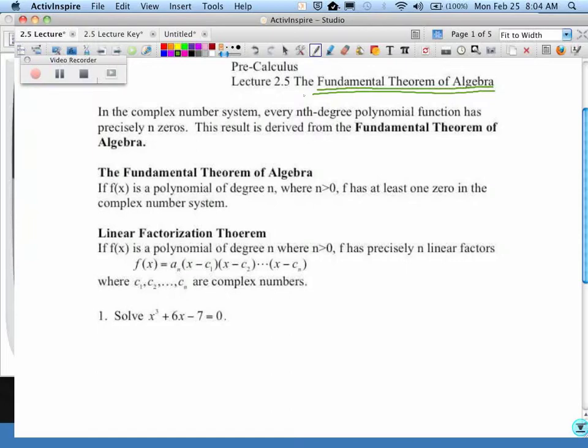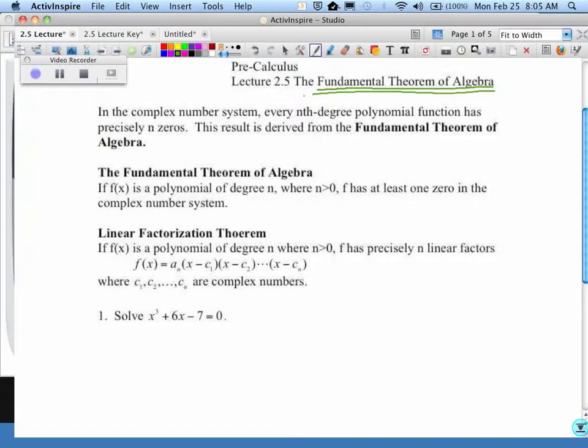Impressive, I don't know what is. The fundamental theorem of algebra. This is it. No, I did not come up with it.